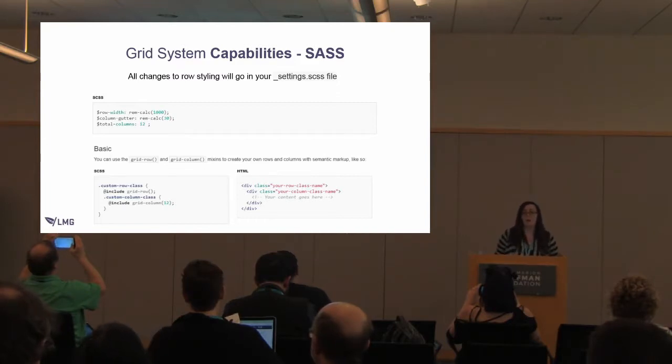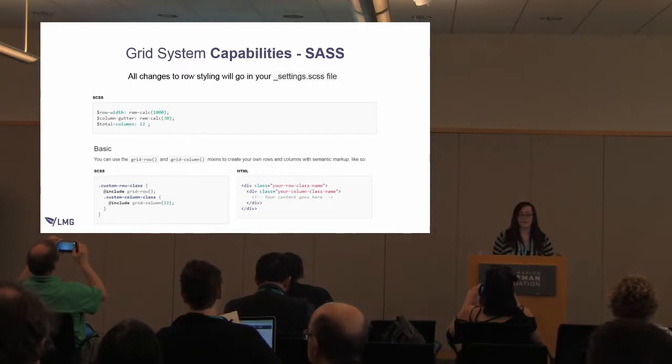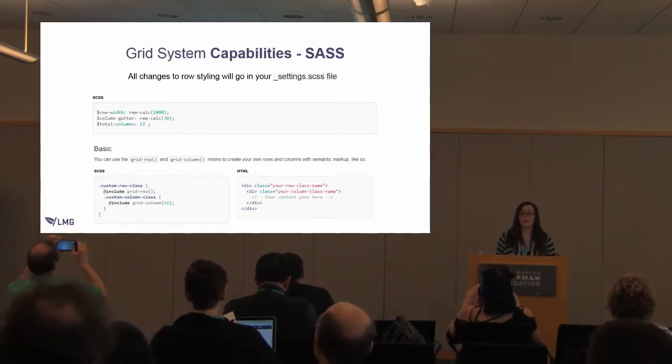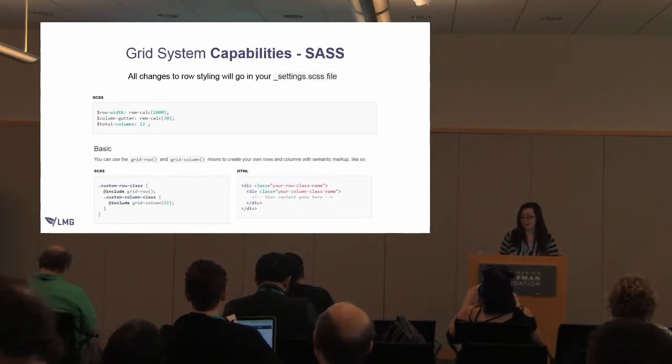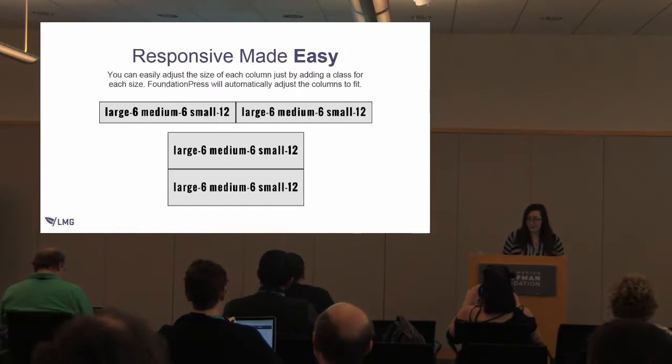You can even create your own row classes. In your SCSS file, you would create your custom row class and then add all of your variables and whatever styling you'd like. Then back in your HTML, you would reference the class name that you created. It adds a bunch of customization, as much customization as you would like.